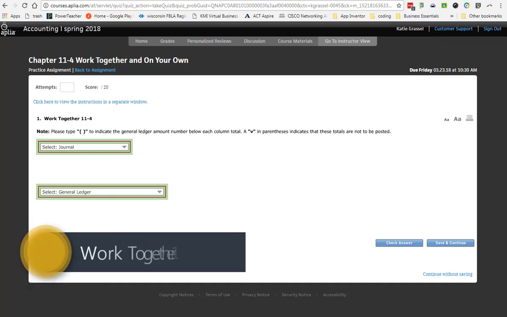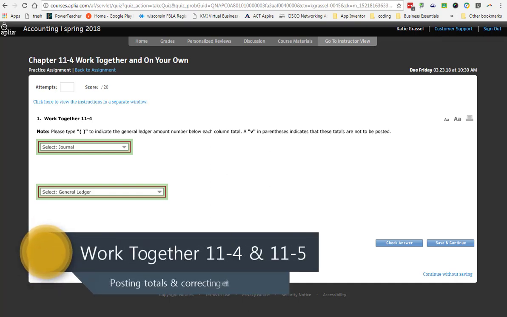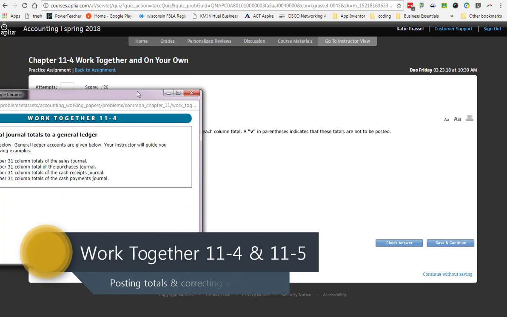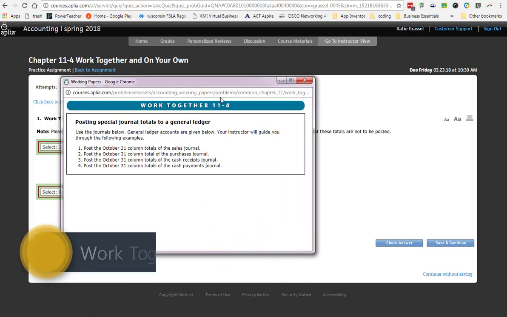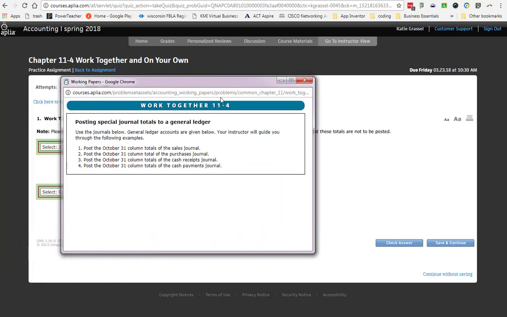Easy. The only thing you have to watch out for is the directions tell us specifically what journals to post in what order. So what we're doing is we're going to go through and look at our totals for our graphics company, and we're posting our totals. Every total needs to be posted. But now here's the thing.